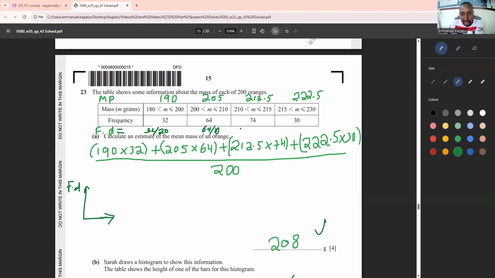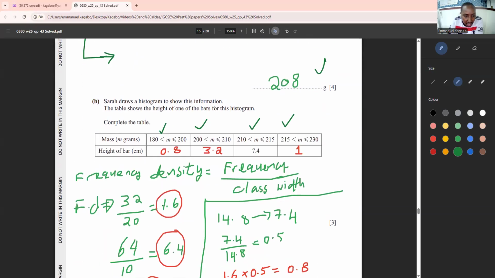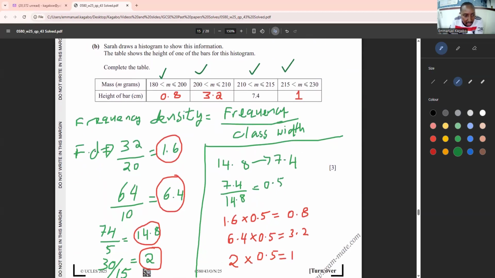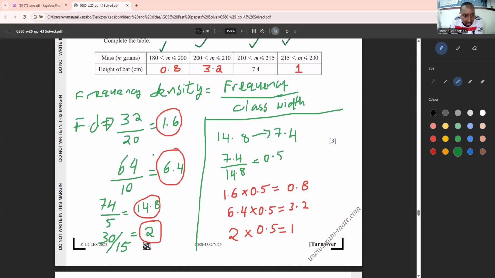Do you see that? What about here? 74. Because we said frequency density is the frequency divided by the class width, this is the 5, right? Okay, very good. And what about this one? It will be 30 divided by 15. That is your frequency density. That's what I was calculating here. Frequency density of the first class is that, then the second, third, and fourth.